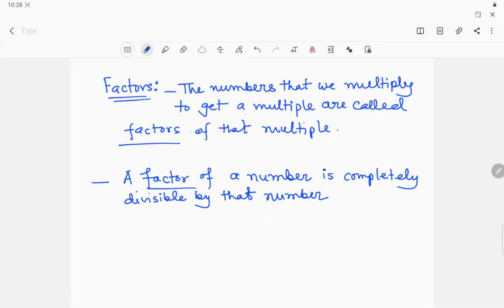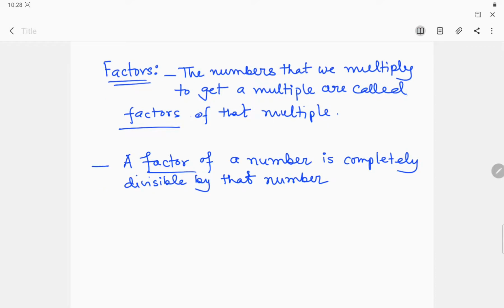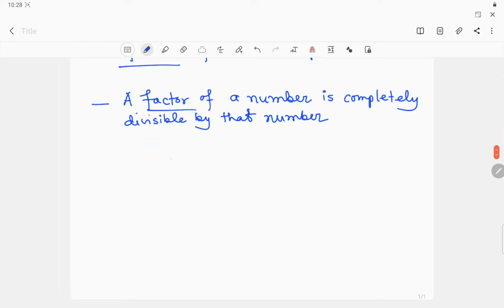So first of all, the definition. Factors: the numbers that we multiply to get a multiple are called factors of that multiple. And another definition: a factor of a number is completely divisible by that number. So let us choose an example. Suppose 5 into 2 equal to 10. That means 5 and 2 are called factors.